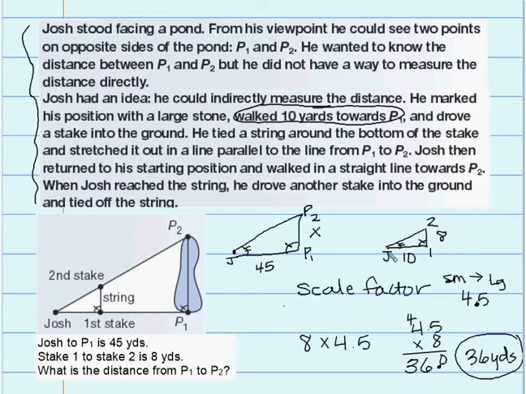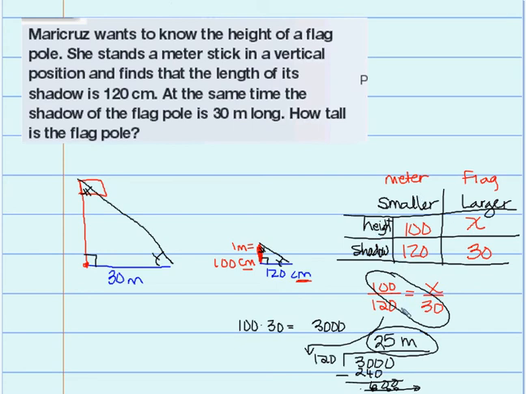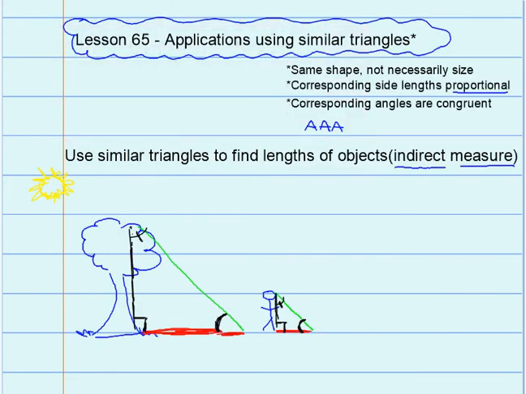Okay, so I gave you a couple different ways that you can solve indirect measure problems. One by using scale factor and another by using a ratio table and a proportion. Okay, that's what we're doing when we're talking about applications using similar triangles and indirect measure. I'm sure you'll have some questions, so make sure that you ask them in class. Okay, I'll see you then.